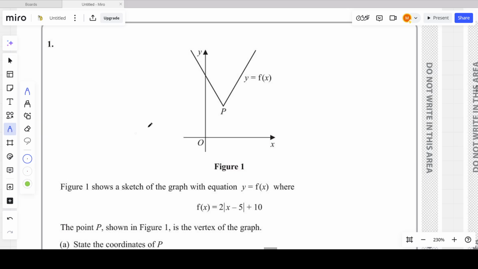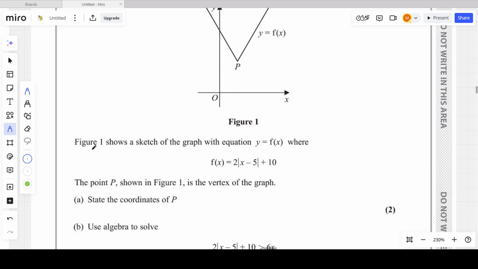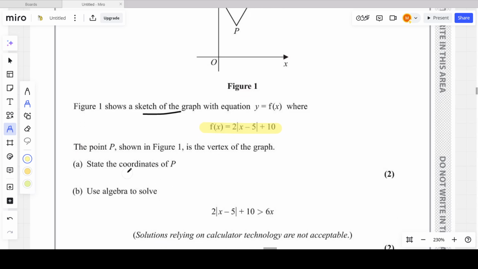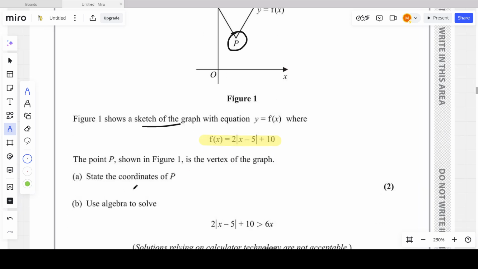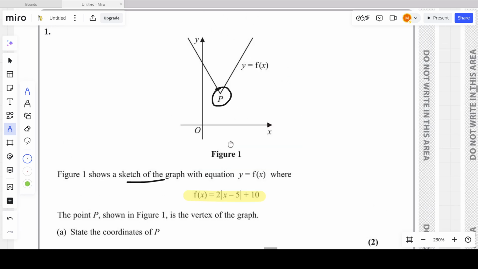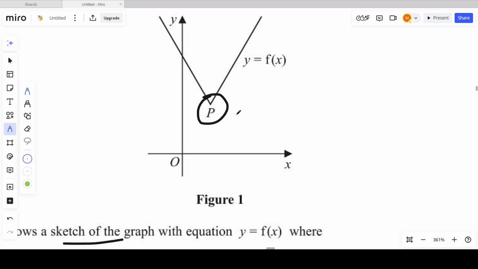There you can see figure 1. This is a sketch of a modulus function. Figure 1 shows a sketch of the graph with equation y equals f of x, where f of x equals 2 times modulus of x minus 5, plus 10. We got the modulus equation. The point P shown in figure 1 is the vertex of the graph, the minimum point of the modulus graph. State the coordinates of point P.